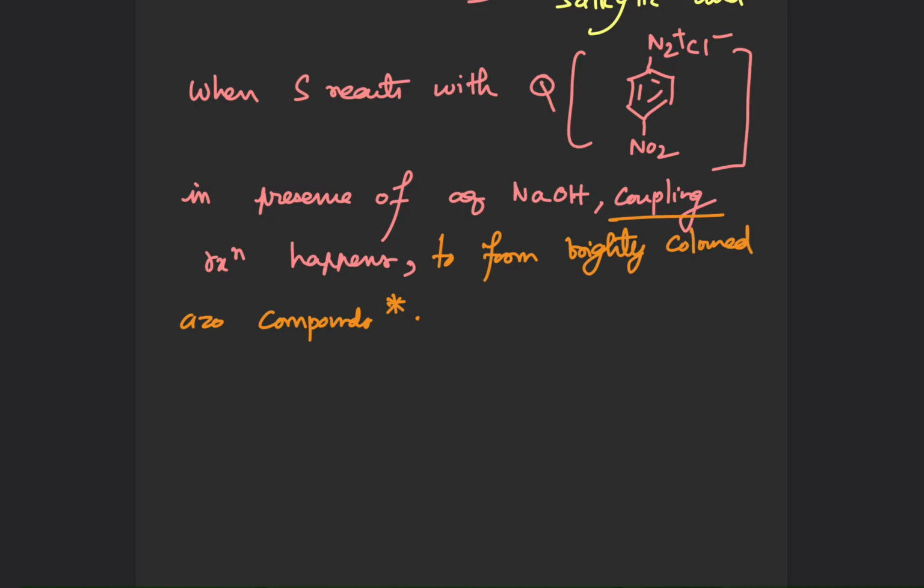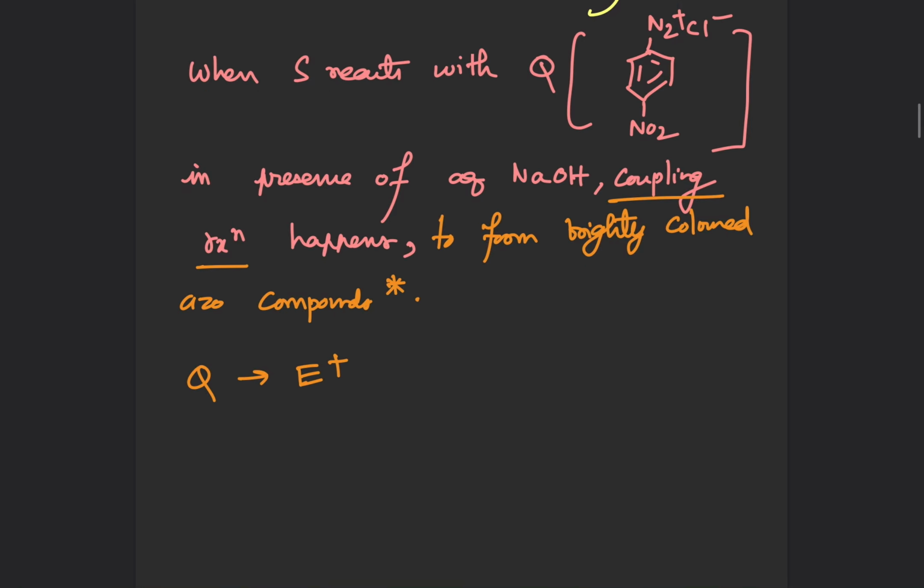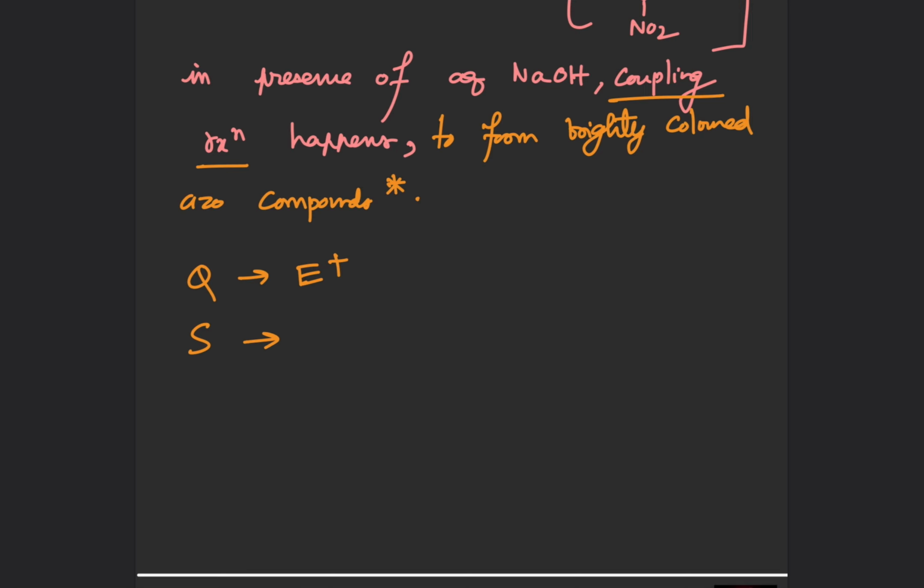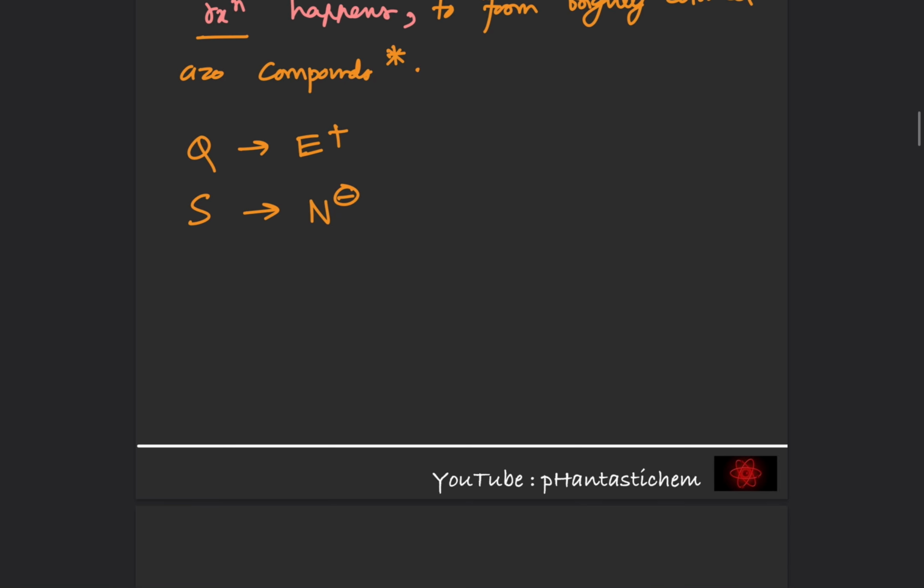Okay, so this coupling reaction that I'm talking about is an example of electrophilic substitution reaction in which diazonium cation, that is Q, will be acting as an electrophile, and the aromatic compounds, in our case it is salicylic acid, if you remember S, will be acting as the nucleophile. Okay, so the reaction will happen in this way. So I have Q. This is our Q. It will react with S.